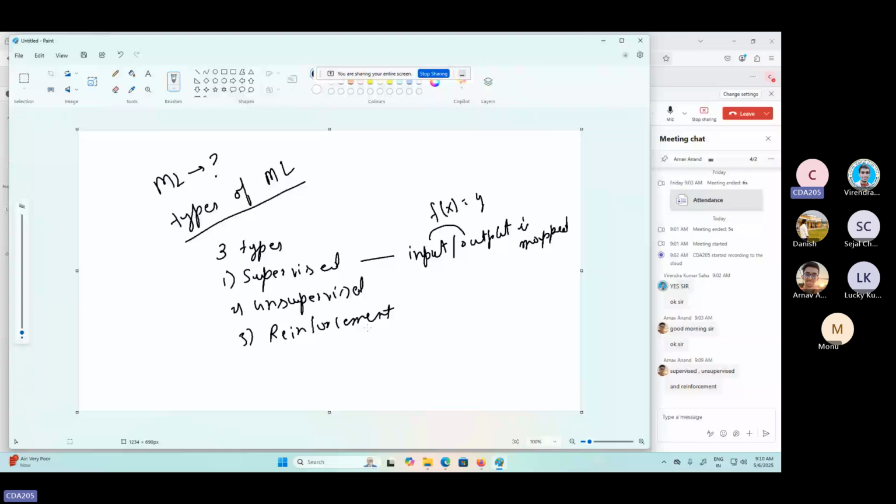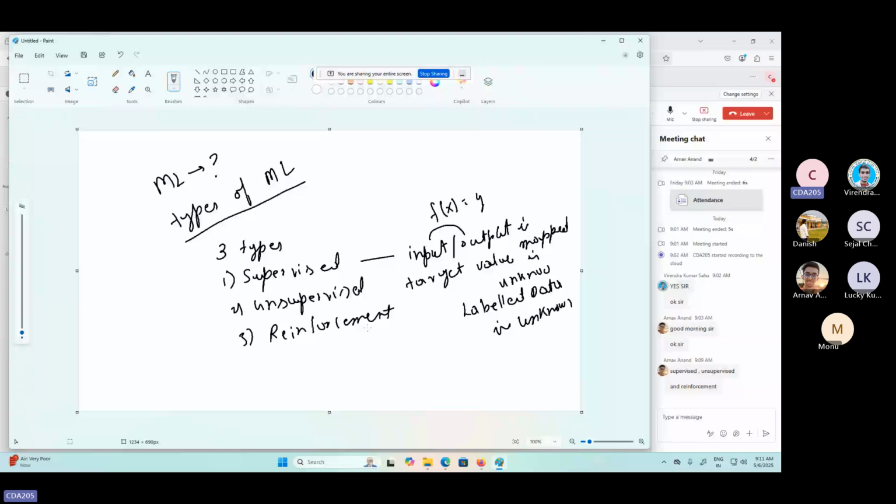When we talk about unsupervised learning, what does it mean? We don't know the target value. Target value is unknown, meaning labeled data is unknown. We are not aware of labeled data. This is the unsupervised learning part.